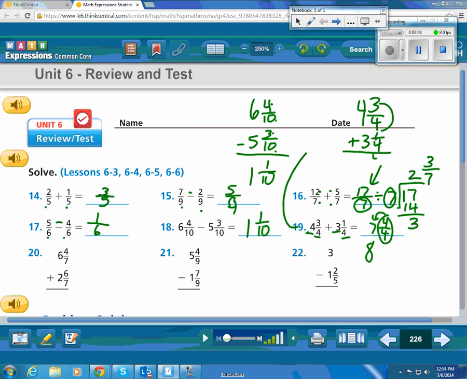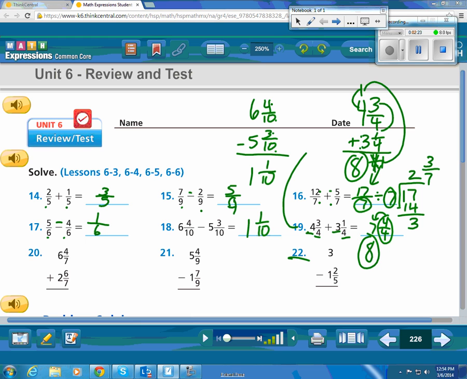1 plus 3 is 4. 4 over 4 is 1 whole thing. Carry my 1 up here. 5, 6, 7, 8, 8. Either way, I get 8 whole things for my answer on 19. Okay, this is the one that was most missed on your practices.